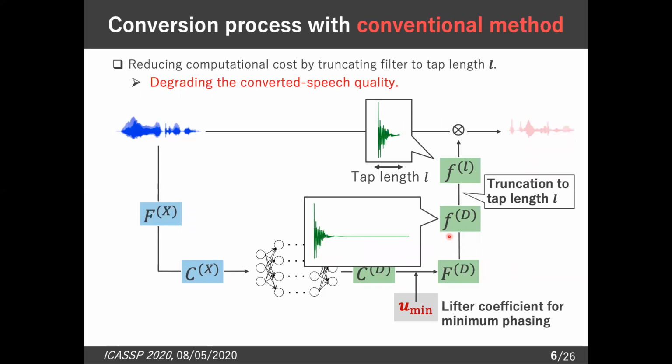This filtering operation requires heavy computation, so we can efficiently reduce the computational cost by truncating the filter with a fixed step length L as shown in this slide. However, such a filter truncation degrades the converted speech quality.